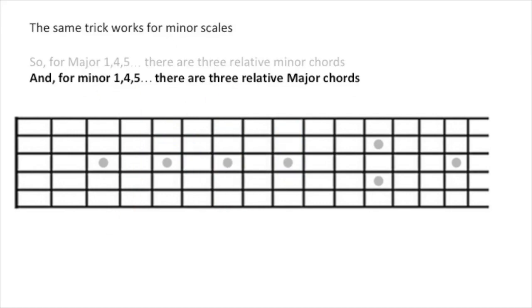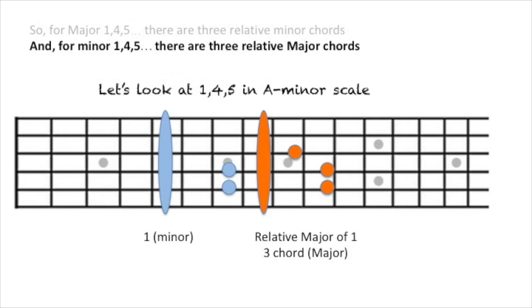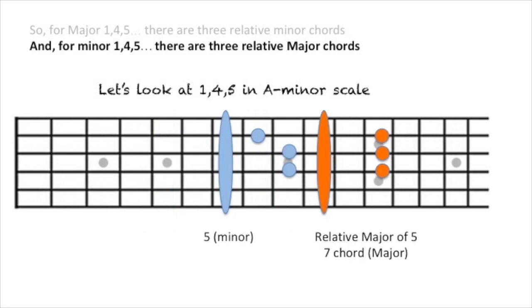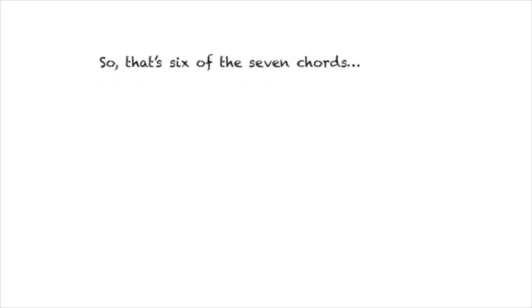The same trick works for minor scales. We have a set of minor 1-4-5 chords for the A minor scale. The 1 chord has a relative major chord 3 frets up, which is the 3 chord in the scale of A minor. The minor 4 chord has a relative major chord 3 frets up. And the minor 5 chord has a relative major chord. So, that's 6 of the 7 chords that make up the chords of the scale. True for major and minor scales.